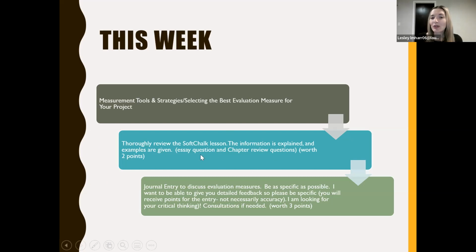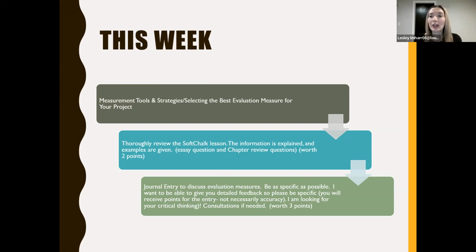In order to do that, I want you to thoroughly review the soft track lesson where we go over measurement. The information is all explained and there are examples given of this. There's an essay question and a chapter overview or review questions, and that's again worth 2 points. And then we have your journal entry this week where we ask you to discuss your evaluation methods or measures.